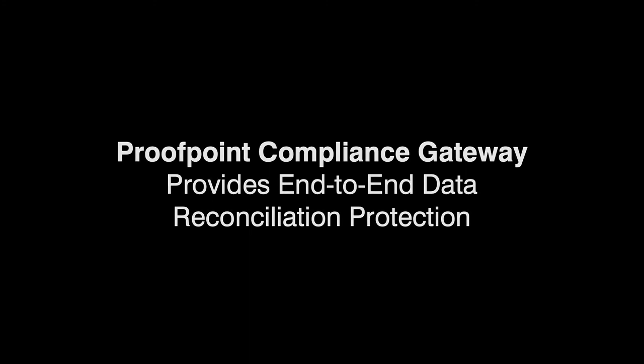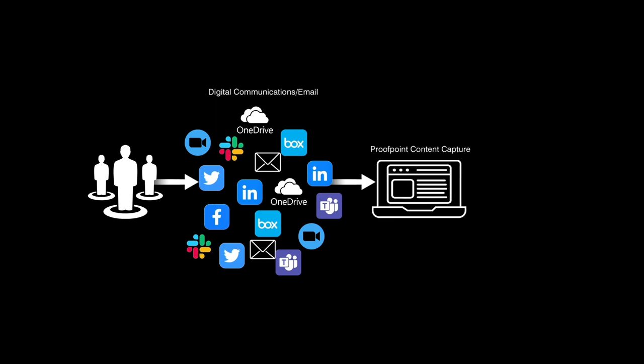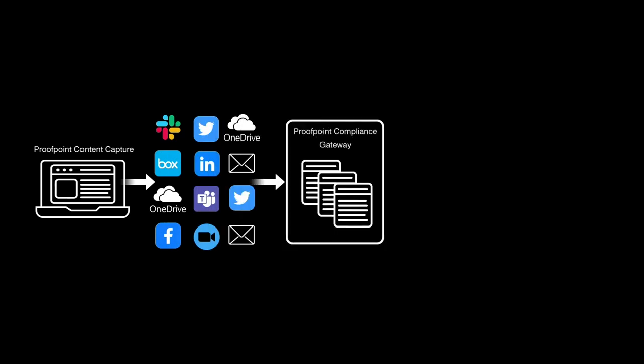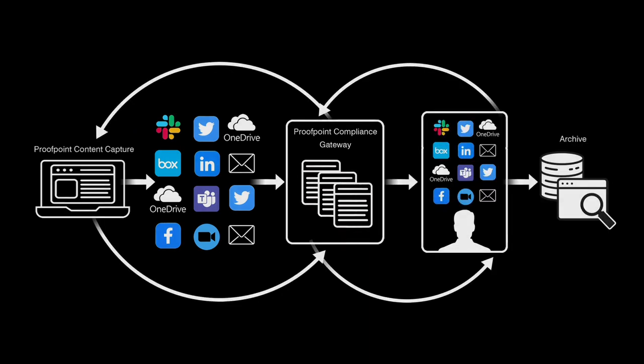Here's how it works. All digital communications start with a user. Proofpoint captures all of this directly from the source, collecting and unifying all content by user into content capture. And when you're ready to send data to your cloud repository for e-discovery and supervision, Compliance Gateway first delivers a report of messages in your capture before the archive ingestion happens. So if you happen to be missing records in the transport process into the archive, Compliance Gateway can go back and re-request missing records, helping you create proof of full data reconciliation in your archive.